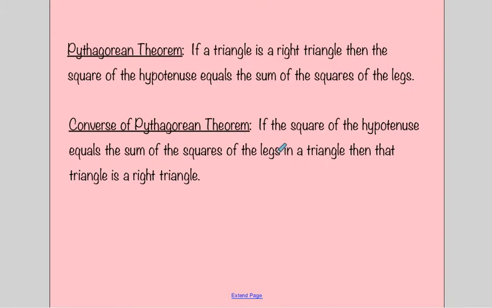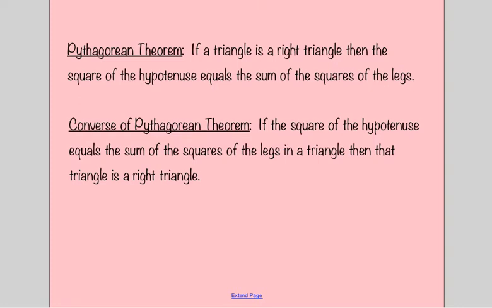All right, the last type of problem that we're going to look at is proving that something is a right triangle. If a triangle is right, then the square of the hypotenuse equals the sum of the squares of the legs. So if we know it's a right triangle, then we can use the Pythagorean theorem. Now the converse of the Pythagorean theorem is: if the square of the hypotenuse equals the sum of the squares of the legs in a triangle, then it is a right triangle. So if you plug the values into the Pythagorean theorem and they work out to be equal to each other, then you can conclude that something is a right triangle.